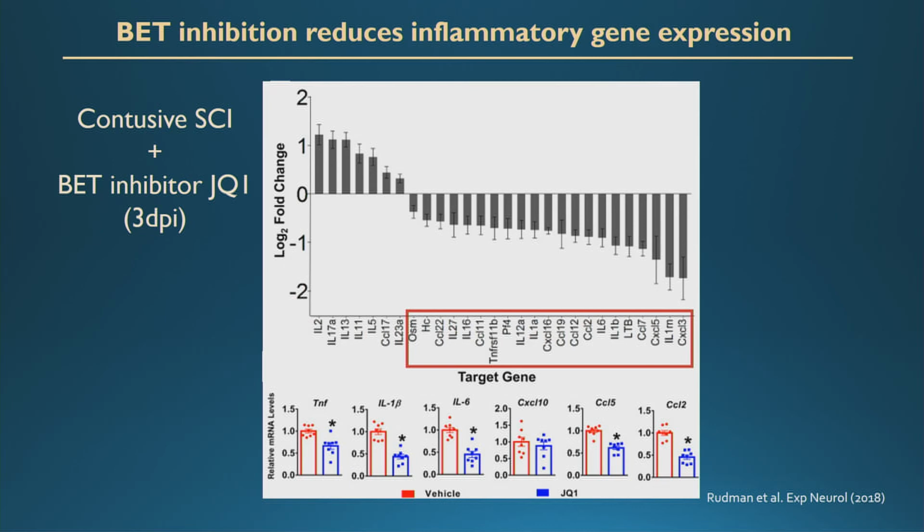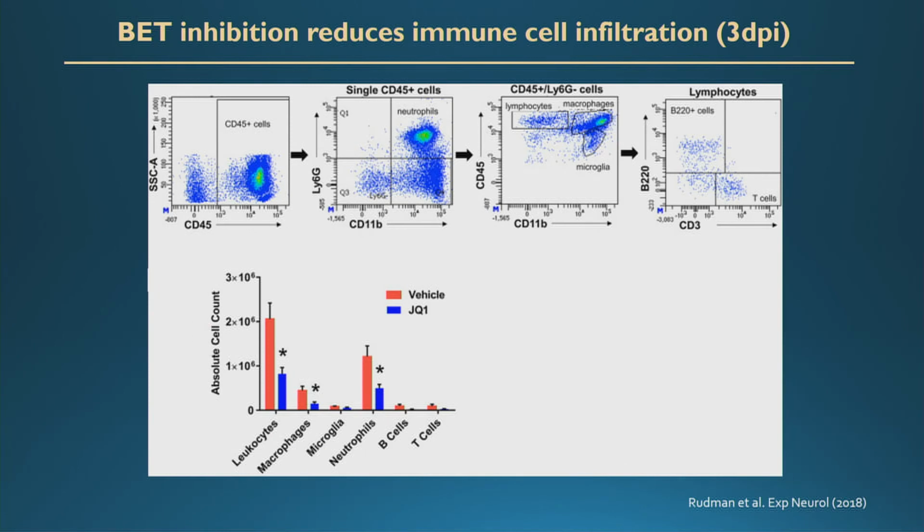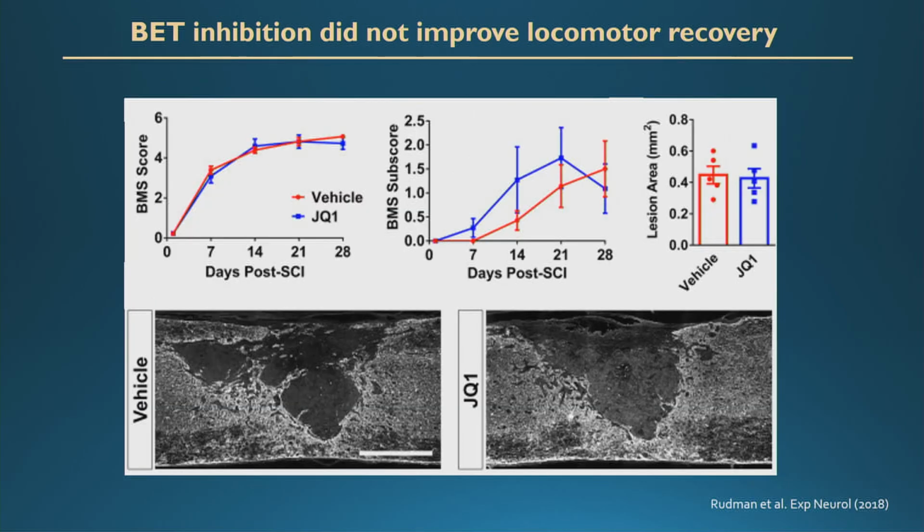She confirmed that with qPCR. This is a PCR array. She also looked at infiltration and saw that inhibition of these BET proteins was very effective in reducing infiltration of immune cells, mainly leukocytes, macrophages, and neutrophils. Again, this is at 3 days post-injury. However, when she looked at the behavior and at the lesion size, she saw no difference at 1 month.